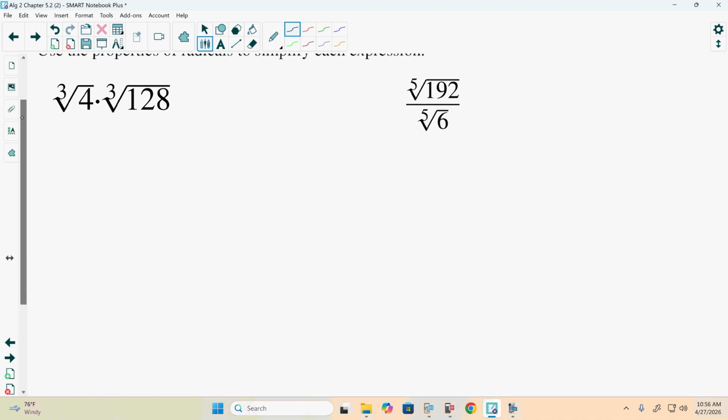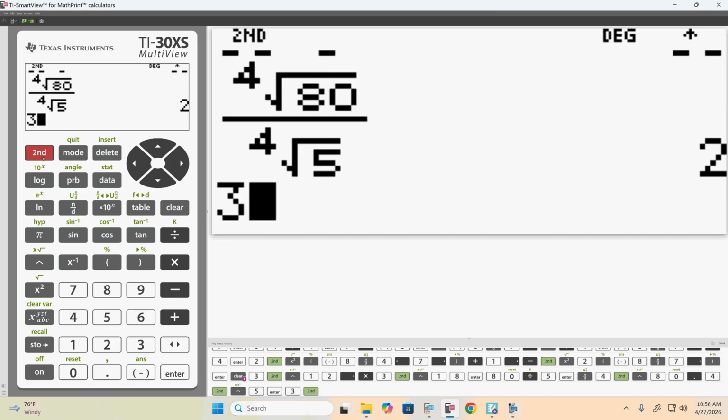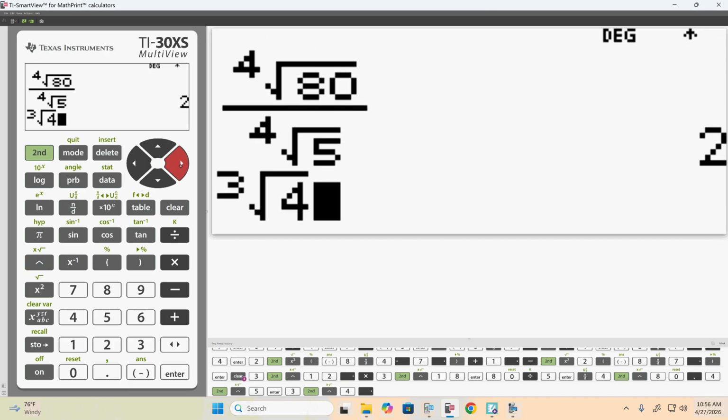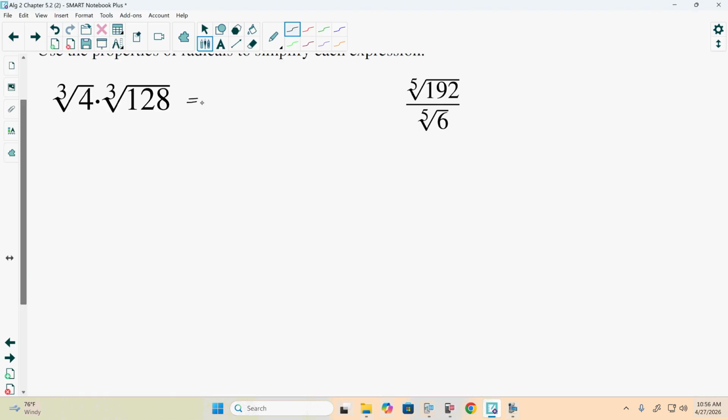The cubed root of 4 times the cubed root of 128. Well, as we've seen so far, there's a good chance we're going to grab that calculator. Tells us it's 8. So the correct answer is indeed 8.